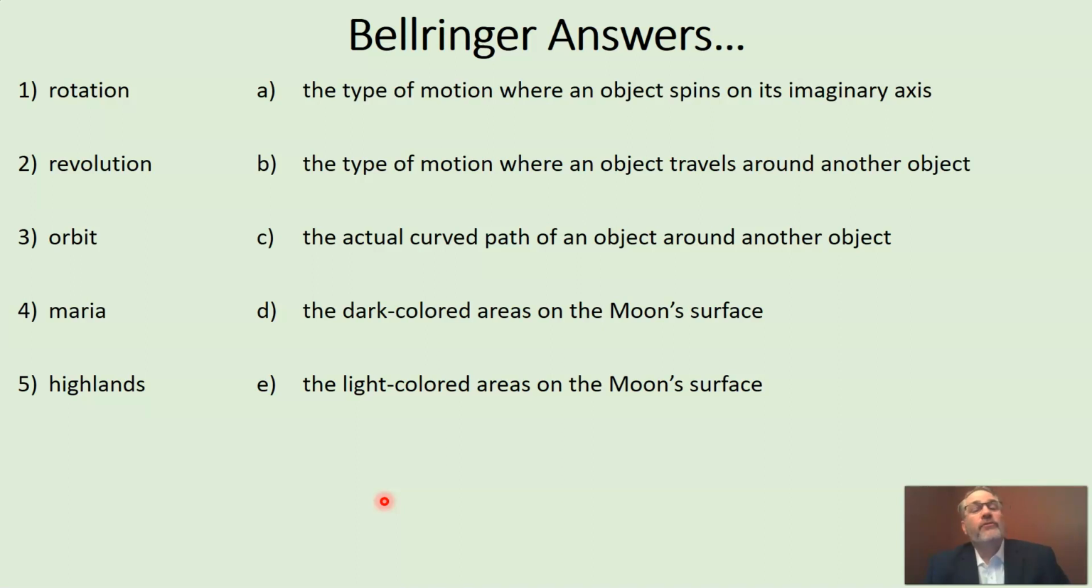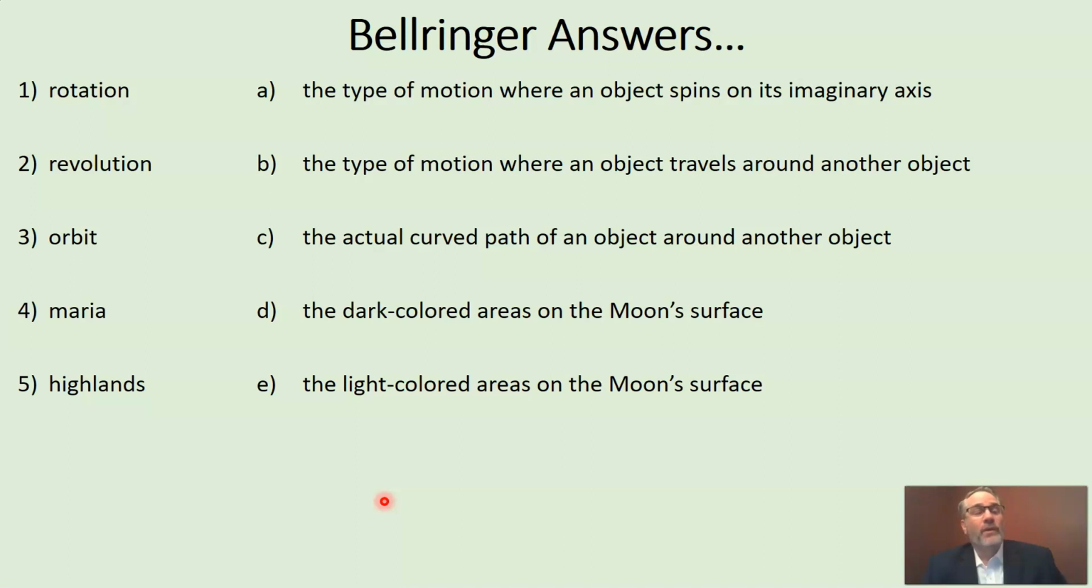So let's go over these very briefly. So our bell ringer answers. So we're looking at two types of motion, both rotation and revolution. That was 1 and 2. And rotation is, of course, the type of motion where an object spins on its axis, whereas revolution is another type of motion, but if you'll remember, it's a motion where one object travels around another object.